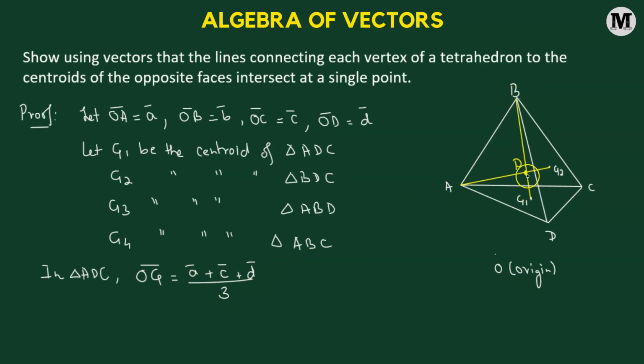Next, we will consider the line BG1. Here we have to remember a fact. We have to remember that this particular point P divides BG1, that is the line joining the vertex B with the centroid G1, in the ratio 3:1 internally. So that means here we can apply the internal section formula.